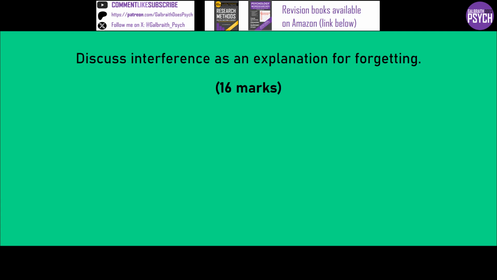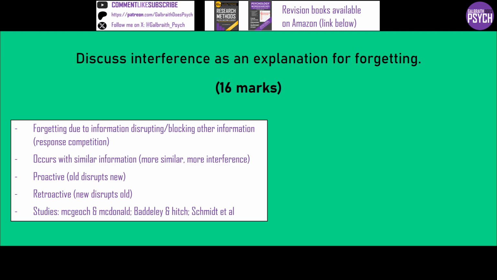And here the focus is on discussing interference itself as an explanation. So the focus is the theory. Again, let's just recall the relevant knowledge here. We've been through all of this, so I'm not going to read it all out, but your 6 marks of AO1 are for your outline of the theory, the different processes involved, getting across that issue of similarity. You could use studies if you felt like you needed to say a bit more for the AO1. You could use studies to illustrate it.